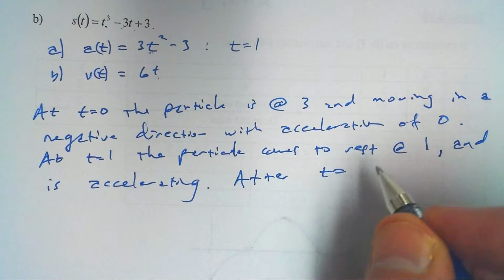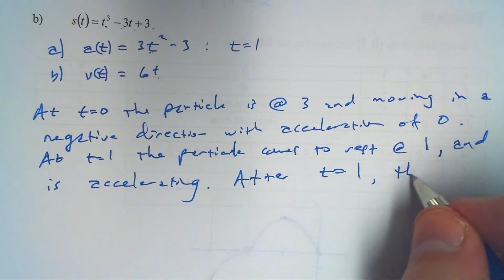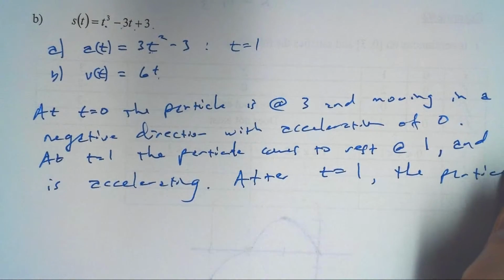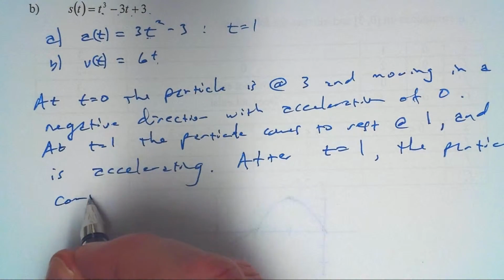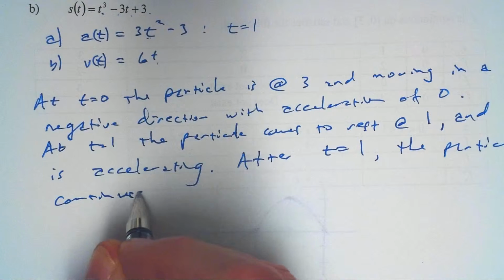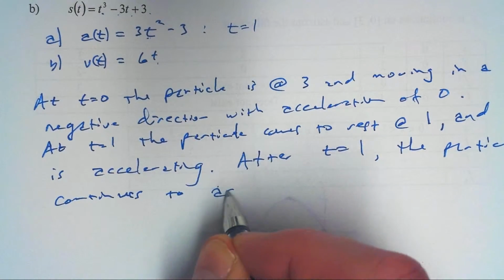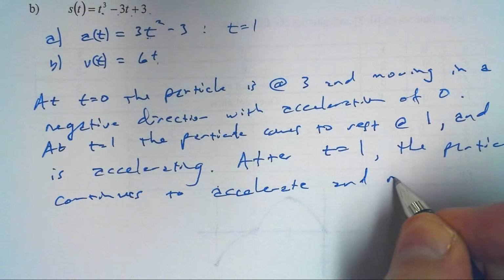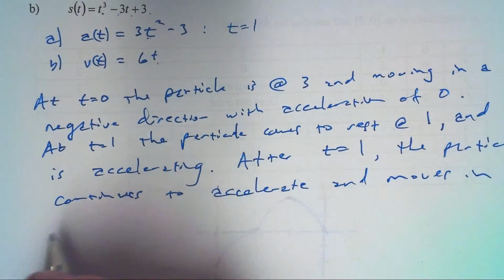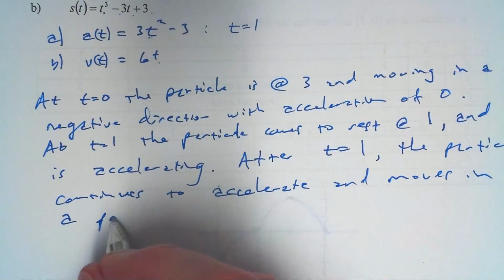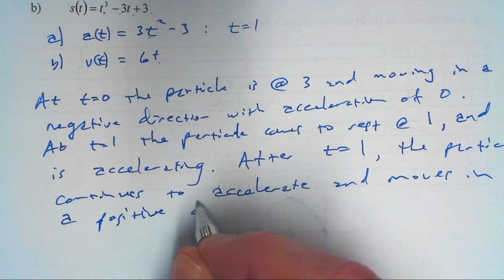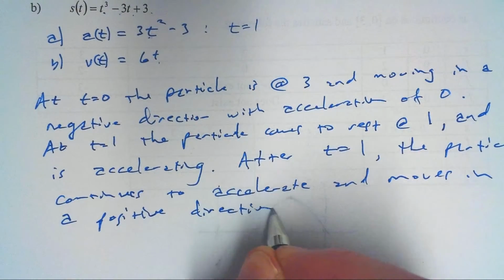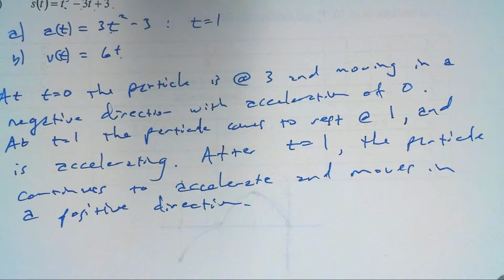After t equals 1, particle continues to accelerate and moves in a positive direction. That's what the AP test would be looking for, something along those lines.